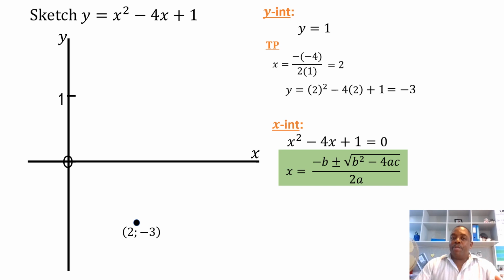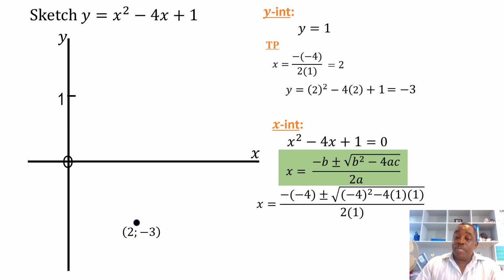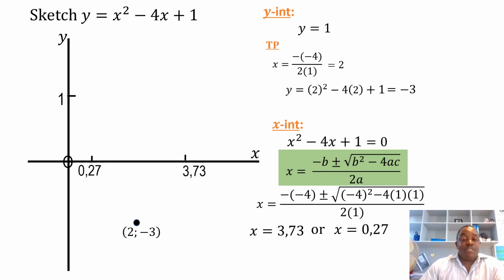And that's the reason I was bringing this example, that don't expect everything to come out nicely for you, and that you've got equations that work out nicely because they're factorizable. Sometimes you're going to come across these equations. As long as you've got the quadratic formula, we'll be able to determine those x values. And you substitute in your formula and you find, using your calculator, the x-intercepts. And in this case, our x-intercepts are 3,73 and 0,27.